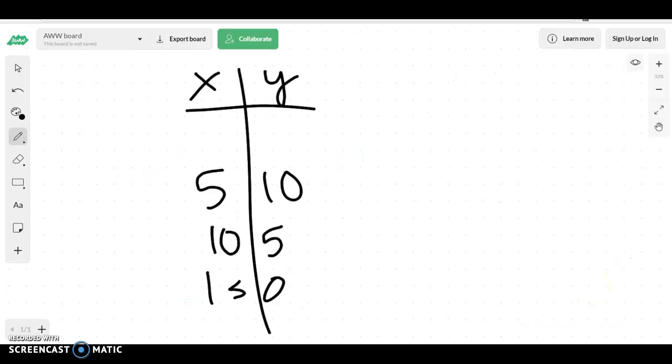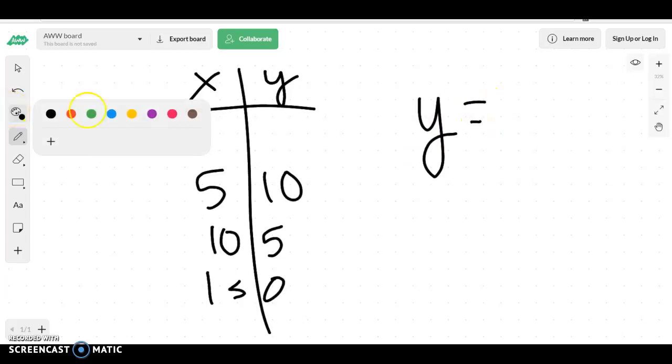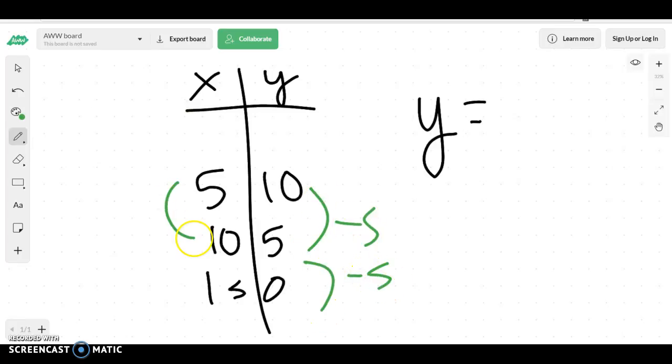Try the next one. Again, we want to write a line equation for this. So let's find our slope. This time our y values are going down by 5, and our x values are going up by 5. So my slope would be -5 over 5.